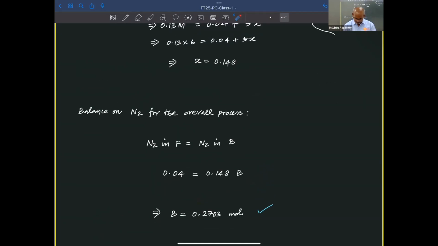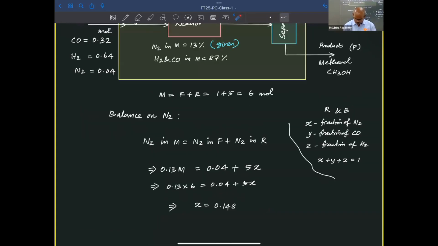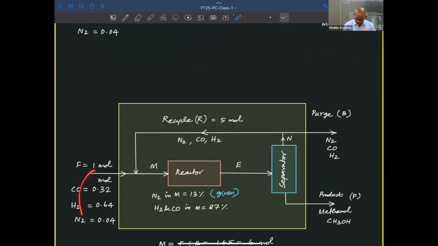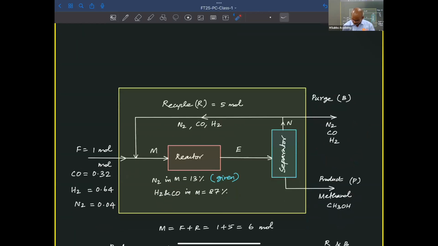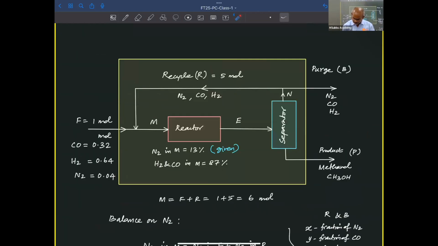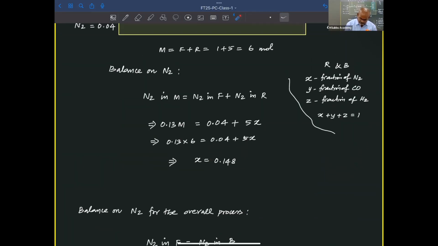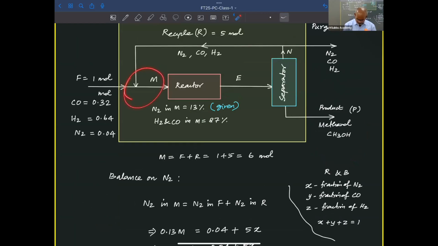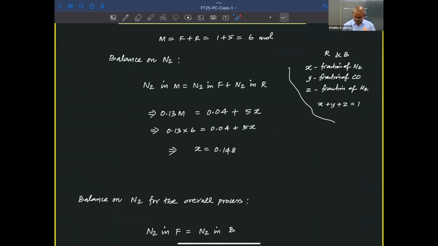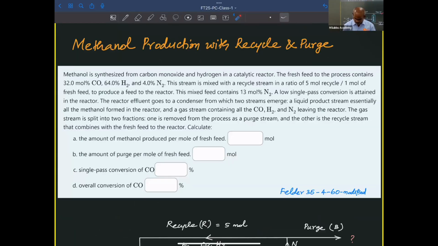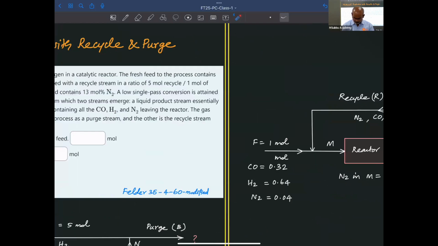So the composition is already available, X is solved. We are making a balance of N2 of feed equal to N2 of this purge. N2 of feed is already simply 0.04 mole, and N2 of the purge is simply P into X, where X is the fraction of N2. X is already solved from the balance here itself. So using that, X is available, and now P is available, which means the purge amount is available. I think that is also asked, the amount of purge per mole of fresh feed, that is now solved.